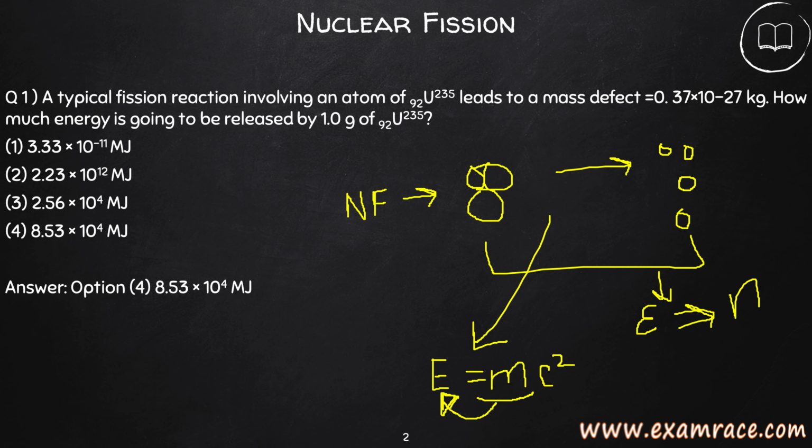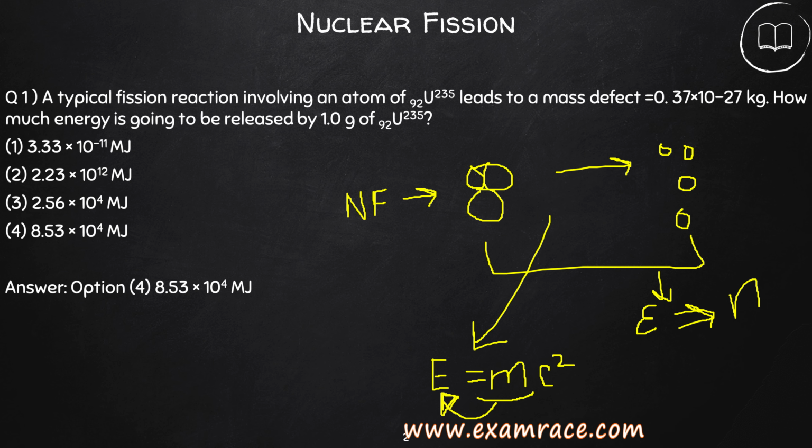So the question is, a typical fission reaction involving an atom of uranium-235 leads to a mass defect of 0.37 into 10 power minus 27 kg. How much energy is going to be released by 1 gram of uranium 235?